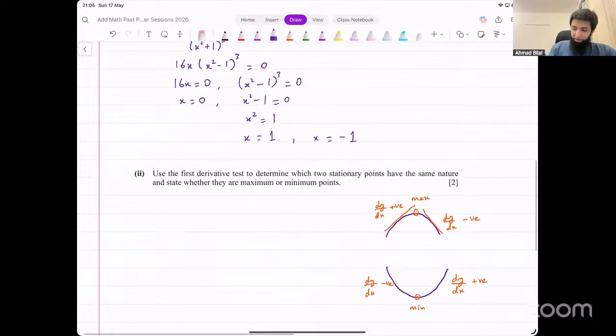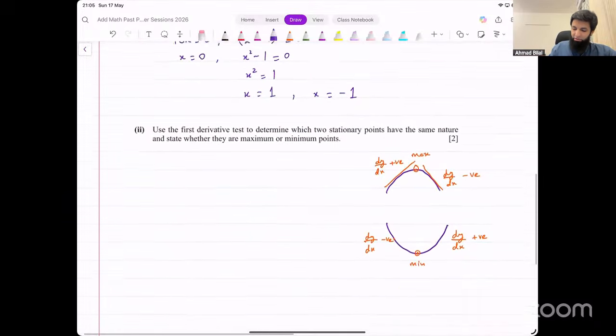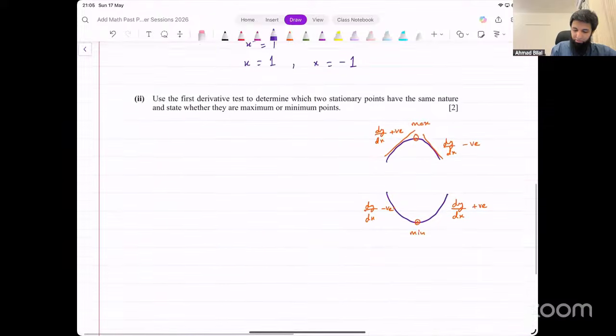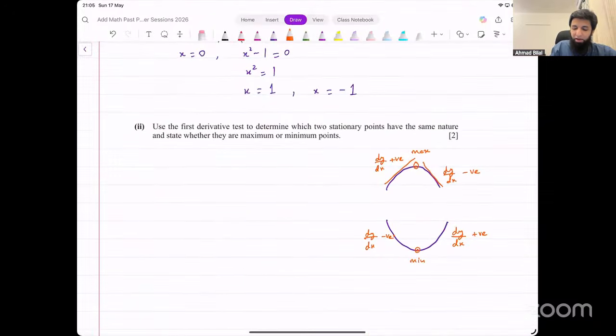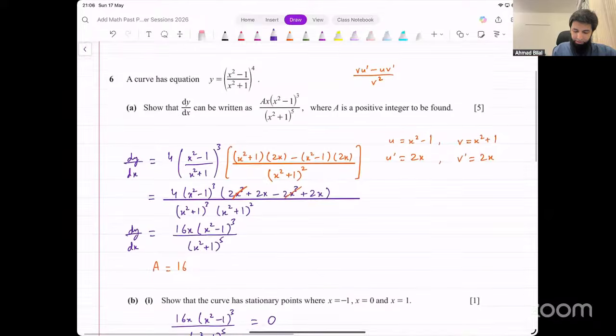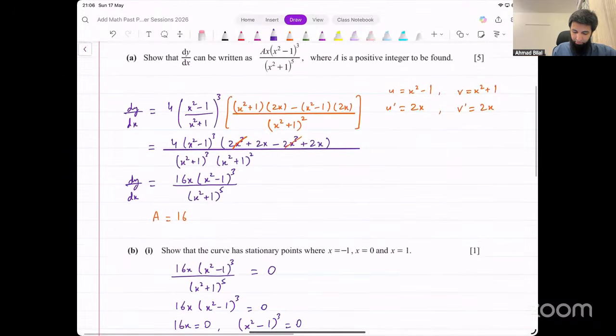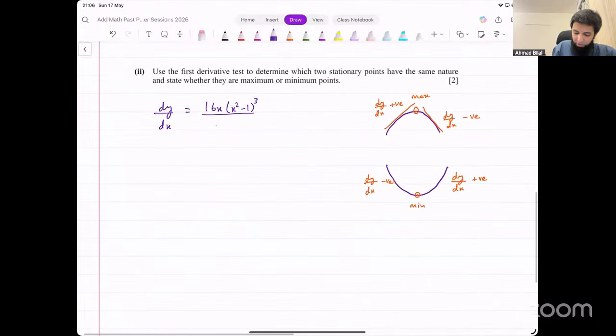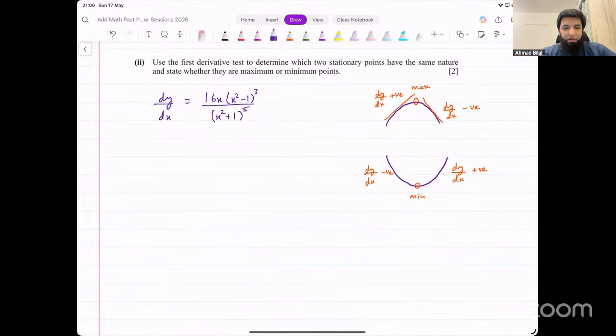For each of those points, we need to do that. Which two stationary points have the same nature for that function? So we know the stationary points are at 0, 1, and negative 1. So first of all, let's write down the first derivative. What's the first derivative that we found above? It was 16x into (x squared minus 1) whole cube divided by (x squared plus 1) whole raised to power 5. This was the derivative that we found.